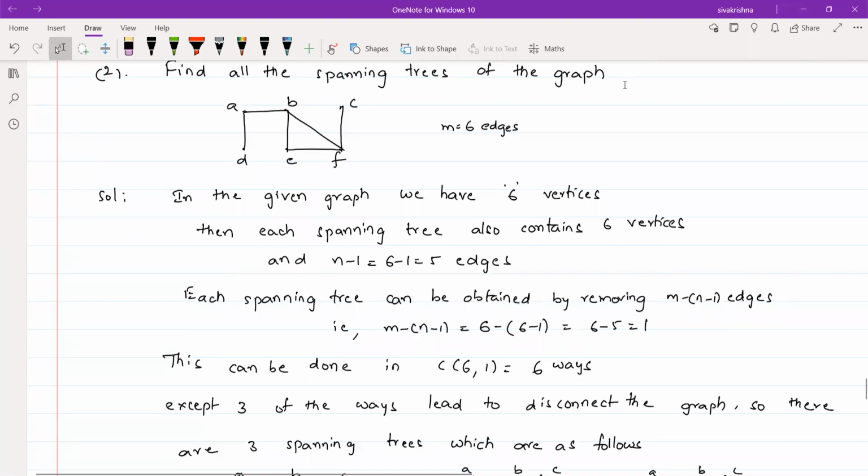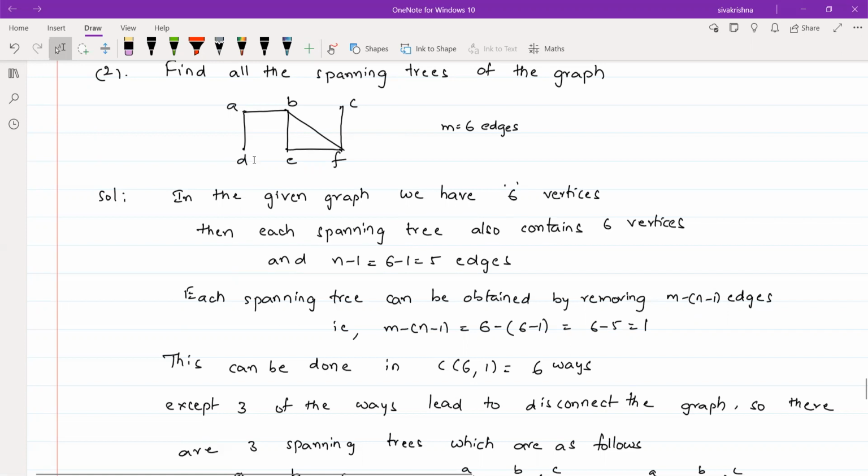Hello students, in our previous class we discussed how to find all the spanning trees for the given graph. But there is a small correction in our previous class, in example 2. Here we have a total of 6 vertices and also 6 edges. Here the number of edges is denoted by small m, so m is equal to 6. Each spanning tree should also contain 6 vertices.